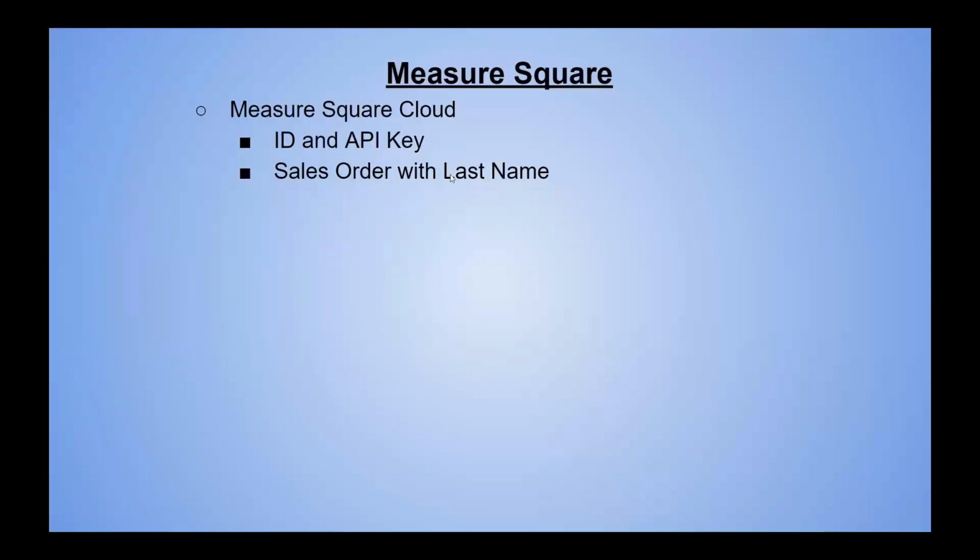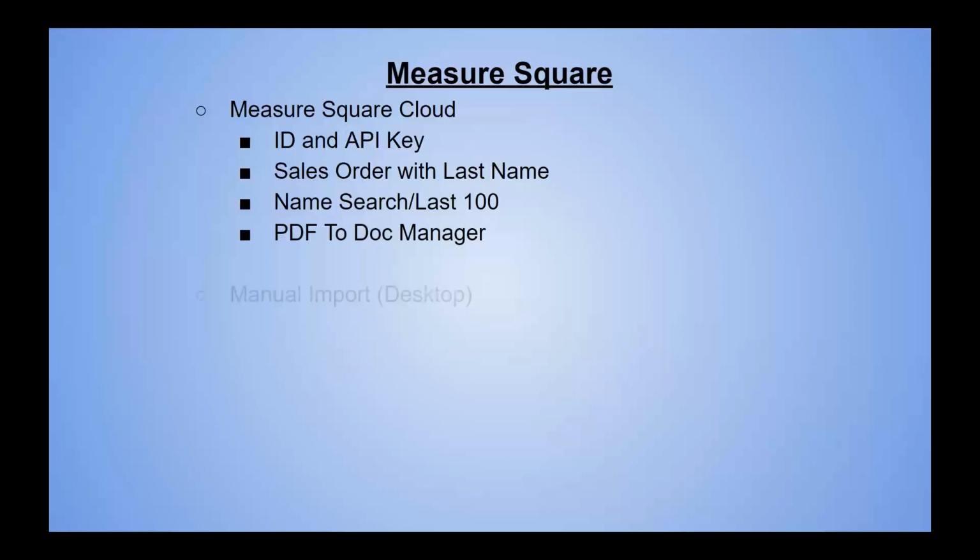Okay, we put the sales order in with the last name. We did our searches, our name search, or the last 100, and then the PDF to document manager. Let's just show you what that was here really quick, and then we'll go back to this manual import.